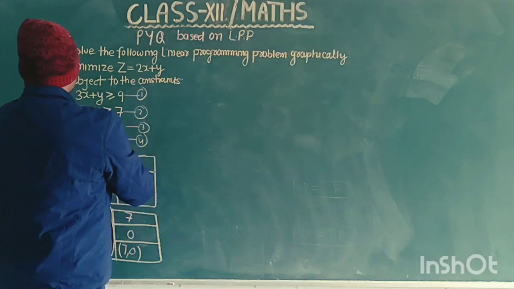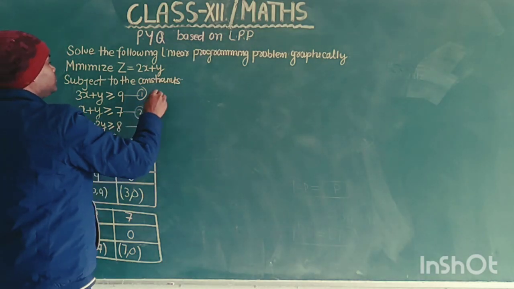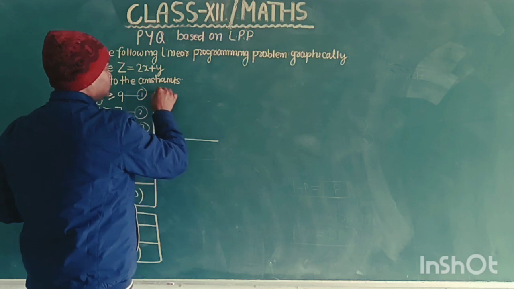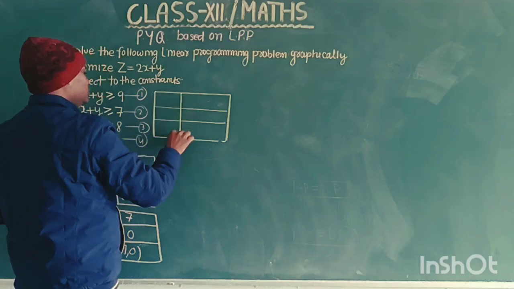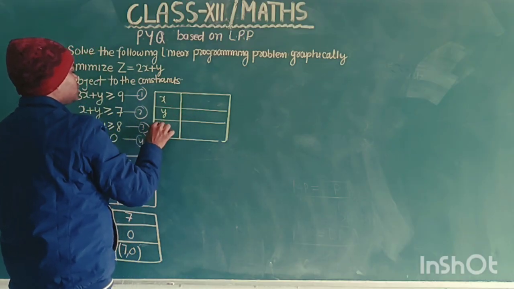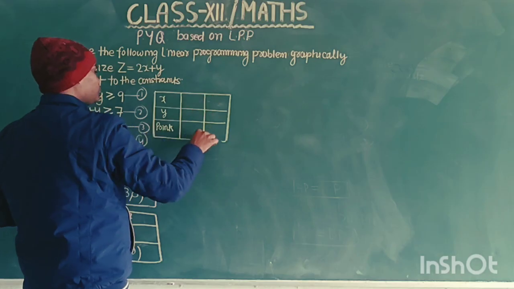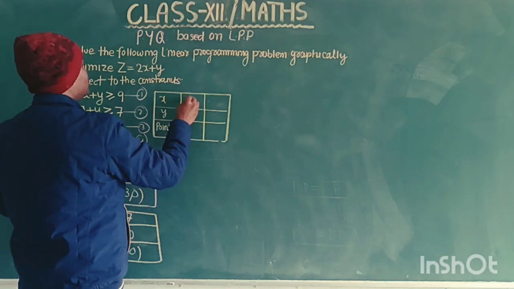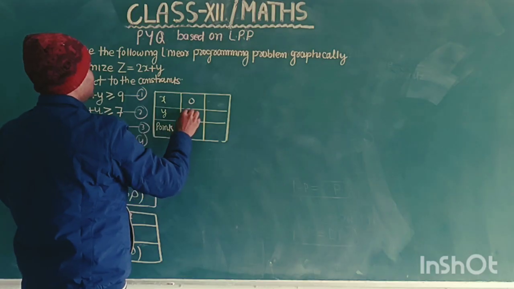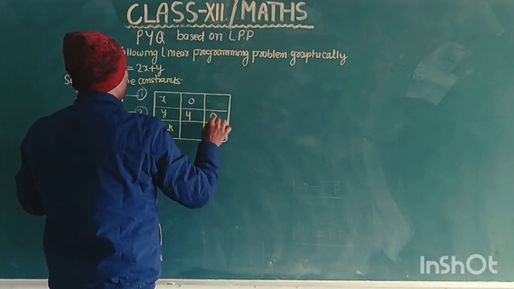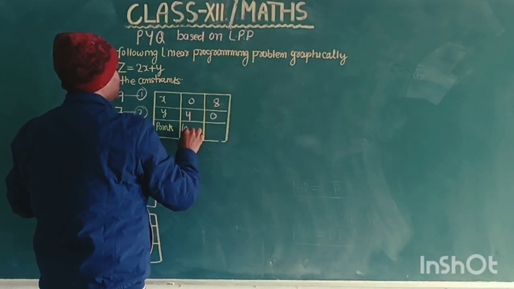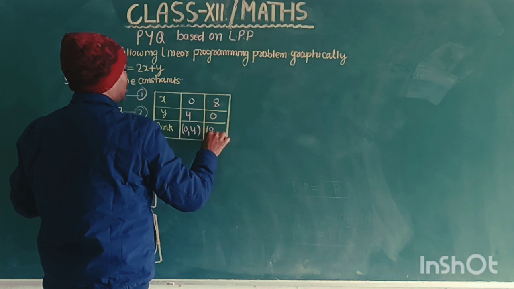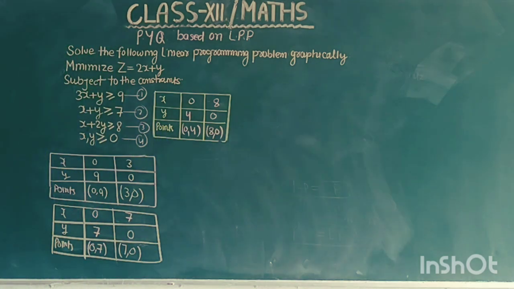Similarly, draw the table for equation number 3. This is x, y, and this is the points column. Take the value of x as 0 first, we get the value of y as 4. After taking the value of y as 0, we get the value of x as 8. Therefore the points are 0, 4, and 8, 0. So we have found the points of all three equations.